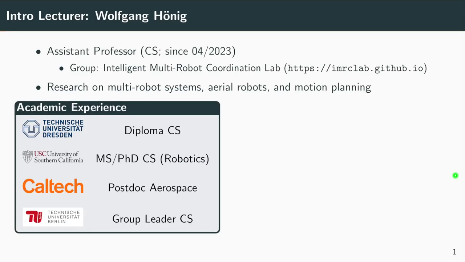And as we are at the beginning, maybe I start just with a little introduction. My name is Wolfgang Hönig. I'm an assistant professor here since basically April of last year. My lab is the Intelligent Multi-Robot Coordination Lab, and I lead the multi-robot systems subject area here at TU Berlin. My research mostly focuses on multi-robot systems and flying robots, but in that context, we are often interested in motion planning.